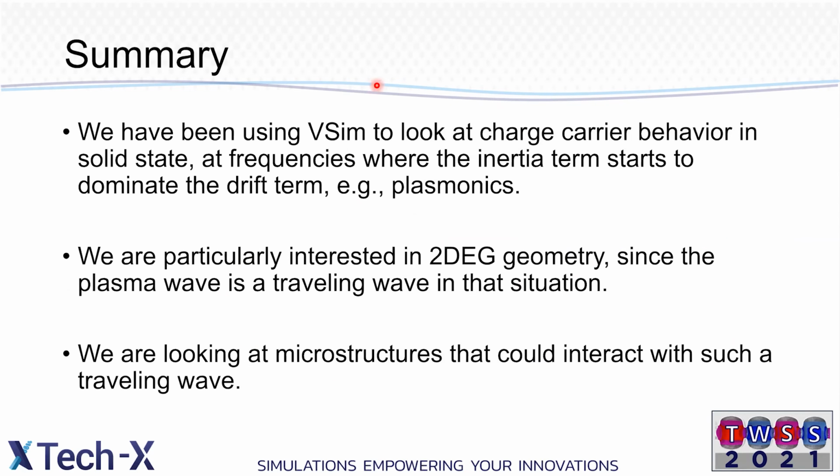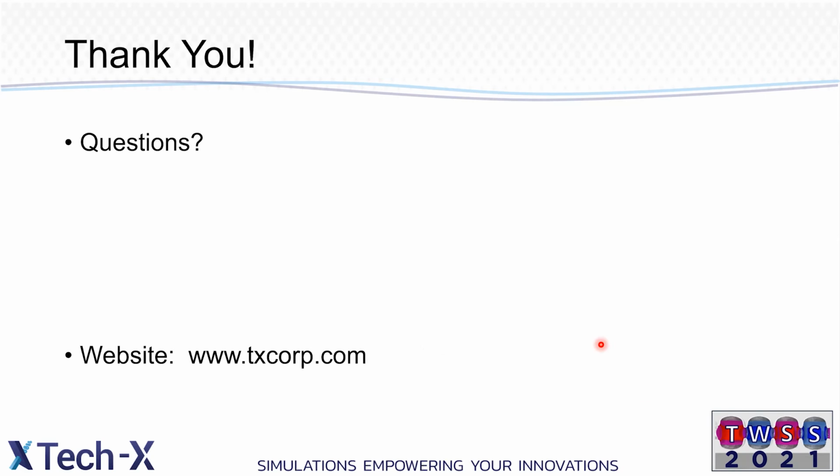So that's my talk. To summarize, we've been using Vsim to look at charge carrier behavior in solid state at these terahertz frequencies where the inertia term starts to dominate the drift term. So we'll just call this plasmonics when that's the case. We're particularly interested in the two-dimensional electron gas geometry since it has a traveling plasma wave. And we're looking at microstructures that could interact with such a traveling wave. So thank you very much, and I'll entertain questions.